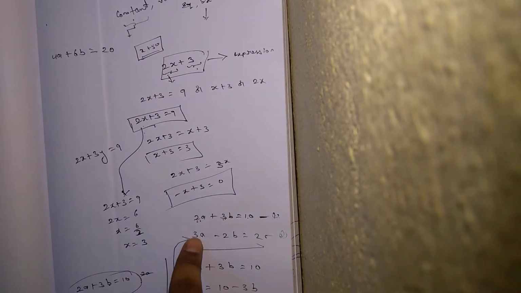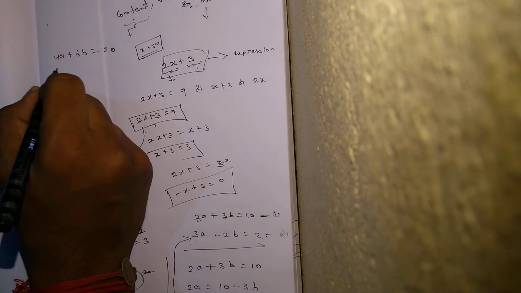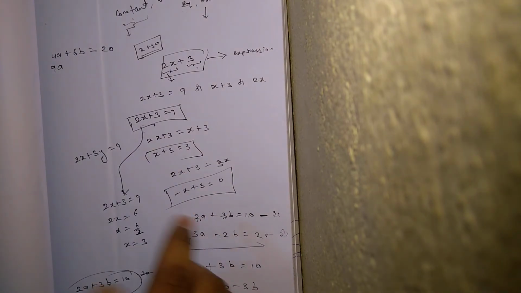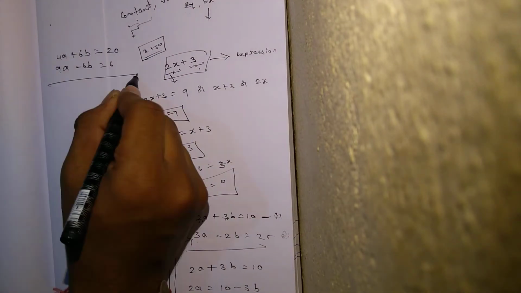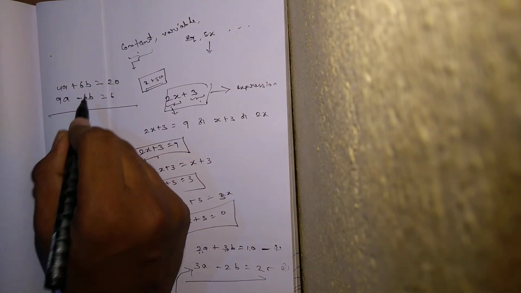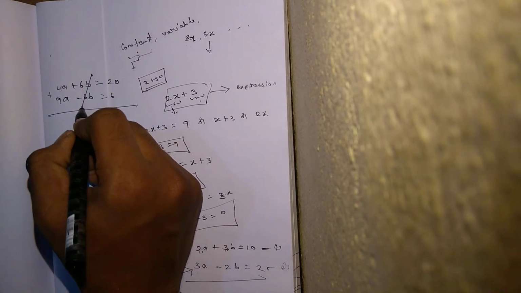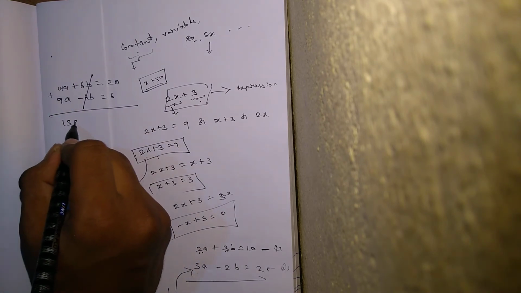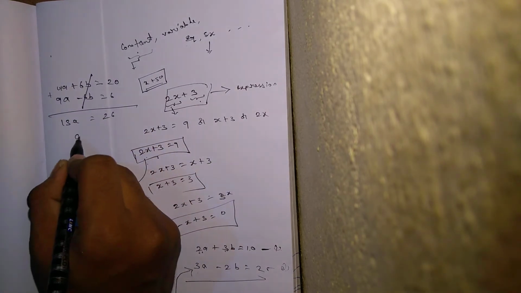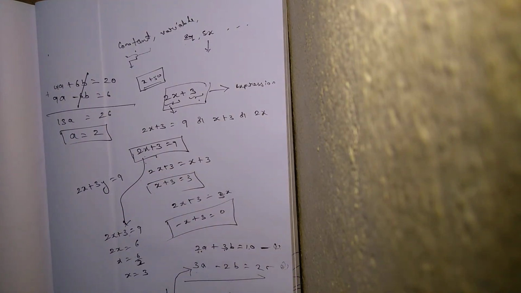And equation 2, I'm multiplying it with 3, right? So 3 3 is 9a, 3 2 is 6, minus 6b, and 3 times 2 is 6. So here I have plus 6b and minus 6b. If I add both equations, these two will cancel out, and 9 plus 4 is 13. 13a is equal to 26. So a is equal to 2. If you substitute a in any of these equations, you'll get the value of b.